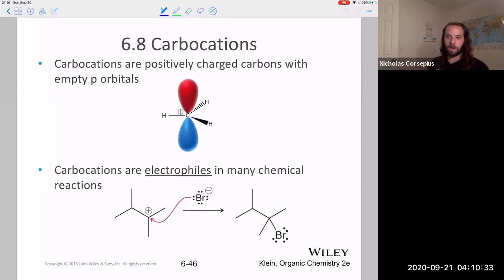So first of all, we've talked about carbocations before. These are carbons that have 3 bonds and no lone pairs, which means that they have an empty p orbital. They only have 6 electrons in their octet. That empty p orbital makes them really good electrophiles. So we're going to see carbocations playing the role of an electrophile in a ton of different reactions throughout the semester. Okay.